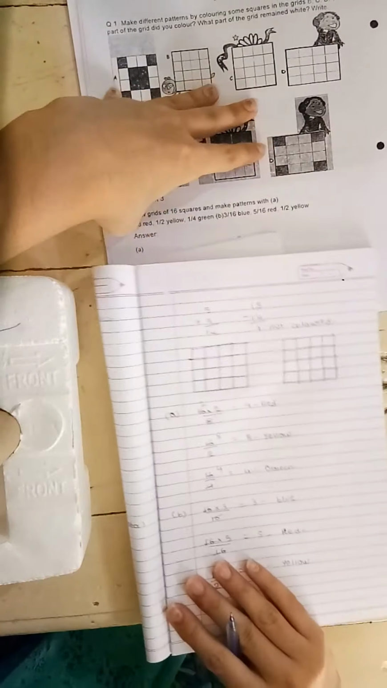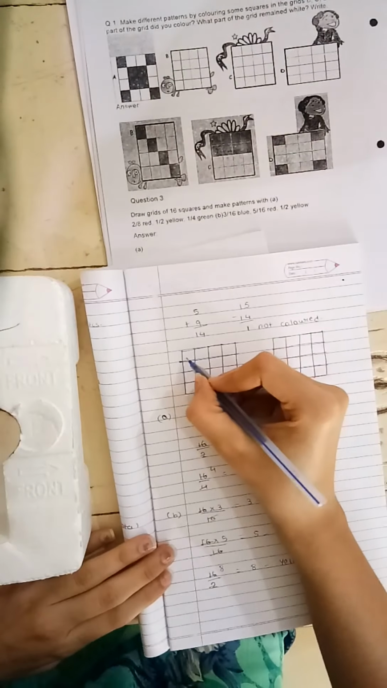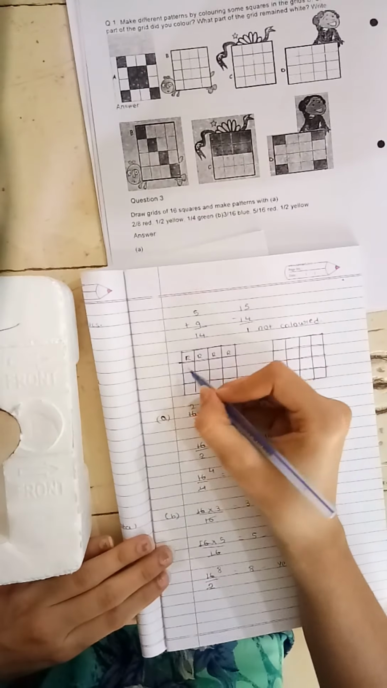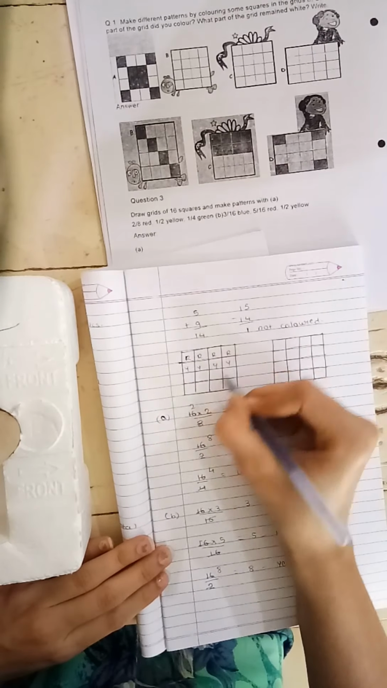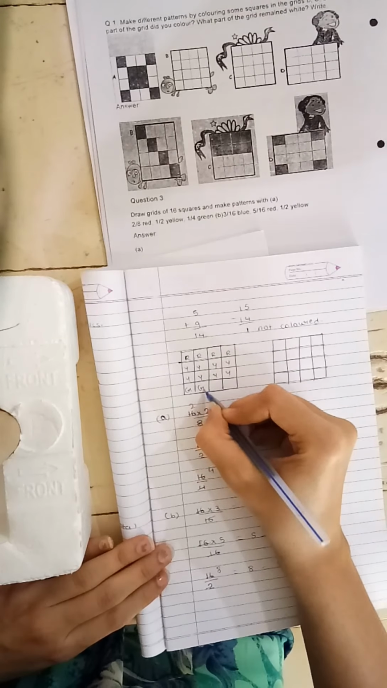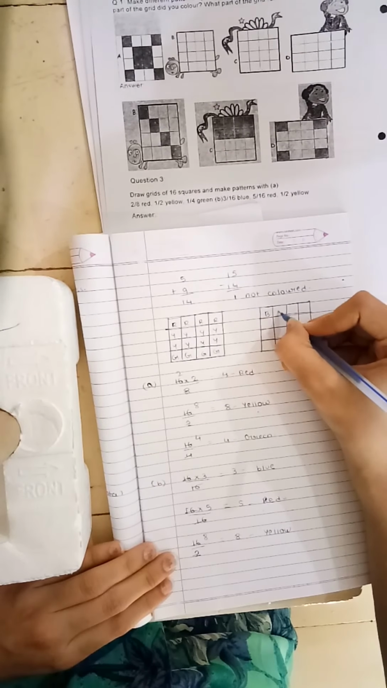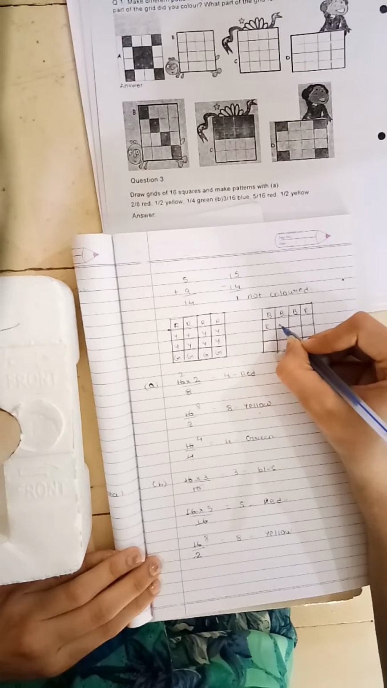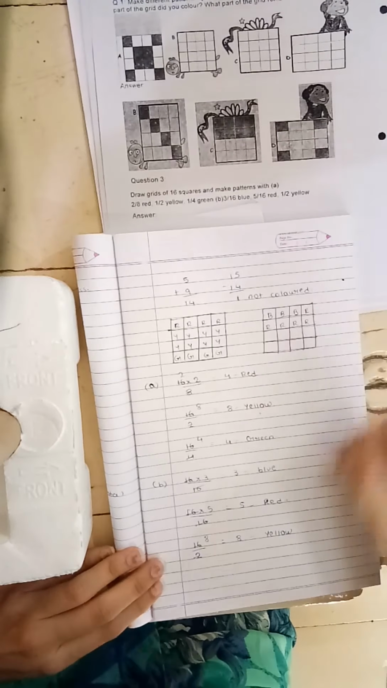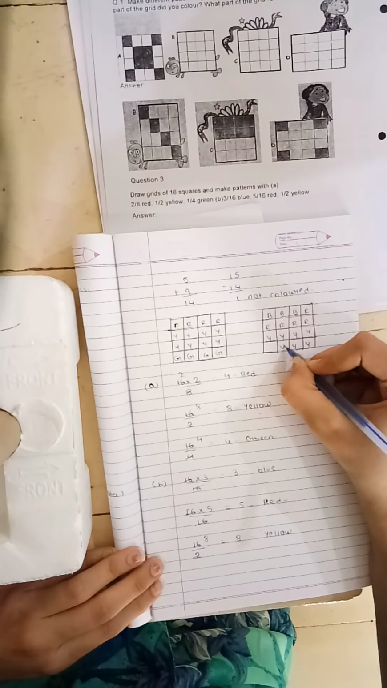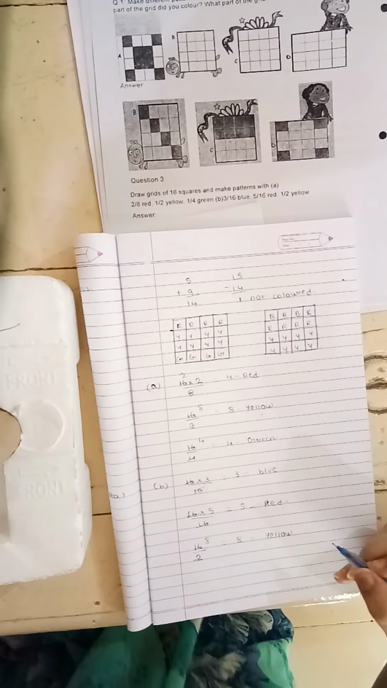So I am writing the initials of this. It means 4 red, 8 yellow, and 4 green. Next one, 3 blue: 1, 2 and 3 blue; 5 red: 1, 2, 3, 4 and 5 red; and 8 yellow. This will be the answer.